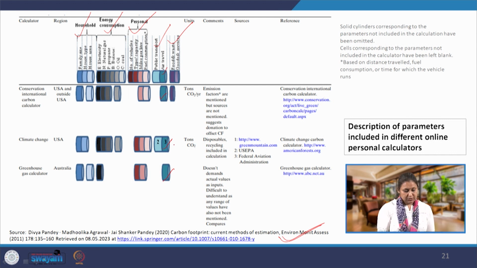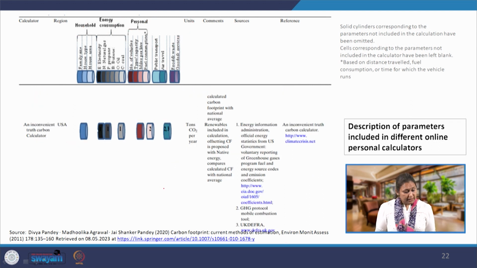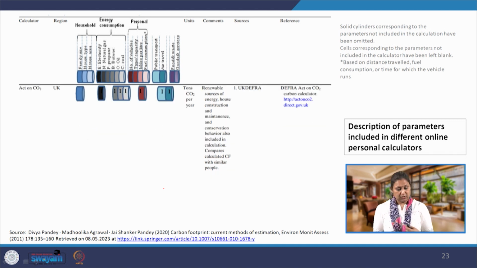For example, here you can see that this particular calculator, Climate Change from USA, does not take into account the food. This one from Australia, the Greenhouse Gas Calculator, also does not take into account the emissions due to food and waste. An Inconvenient Truth carbon calculator from USA again takes into account a lot of these parameters, and usually most of them calculate the carbon footprint in tons of carbon dioxide or carbon dioxide equivalent per year. There is another one from UK, which is Act on CO2. This also takes a lot of parameters into account, but not food, goods, services and waste.